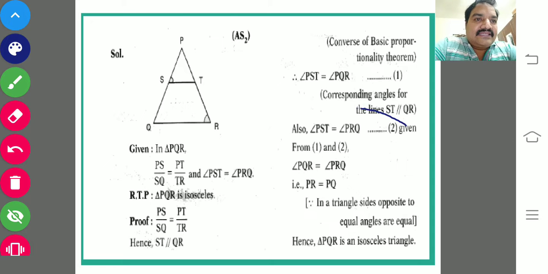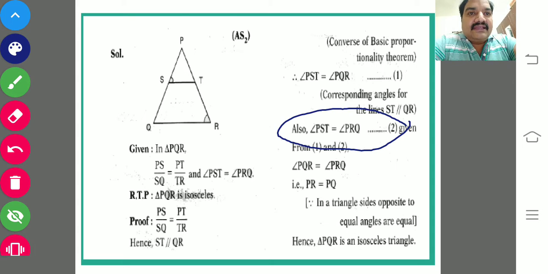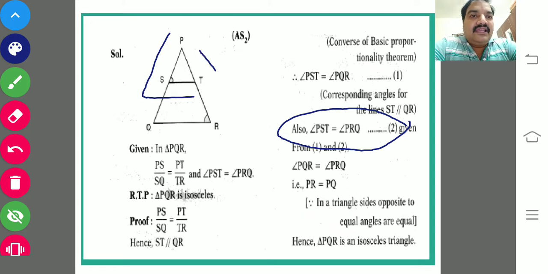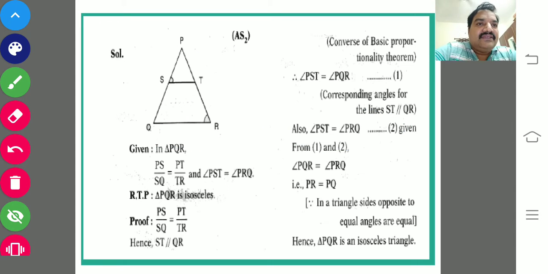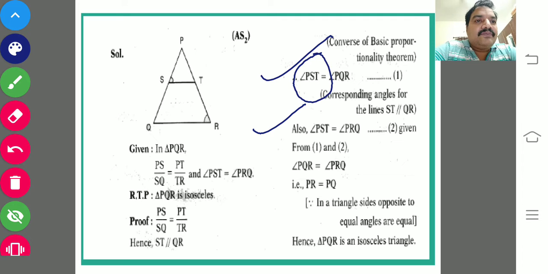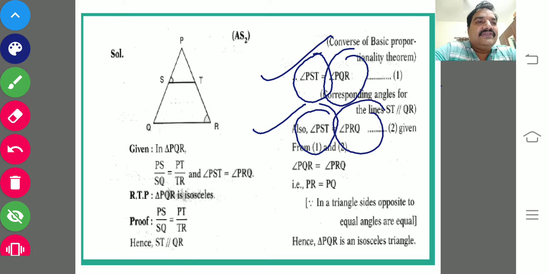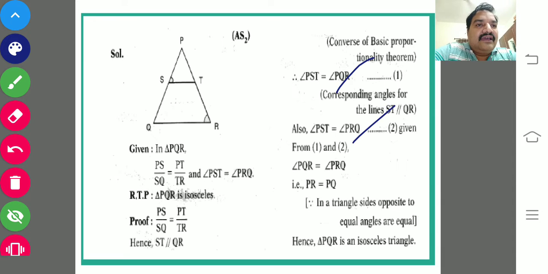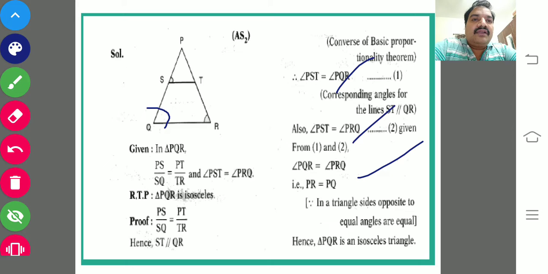Then it is given in the question that angle PST equals angle PRQ. If you observe the first equation and the second equation, this is also angle PST, this is also angle PST. LHS are equal, so automatically RHS will be equal. So from 1 and 2, you have to write the RHS answers: angle PQR equals angle PRQ. So now we have angle PQR and angle PRQ.